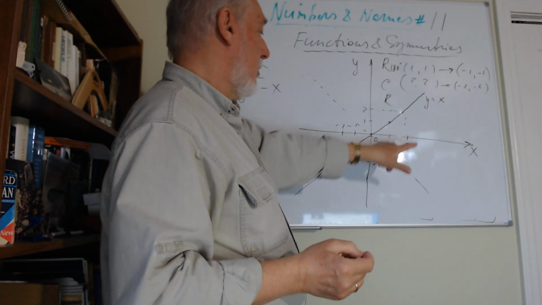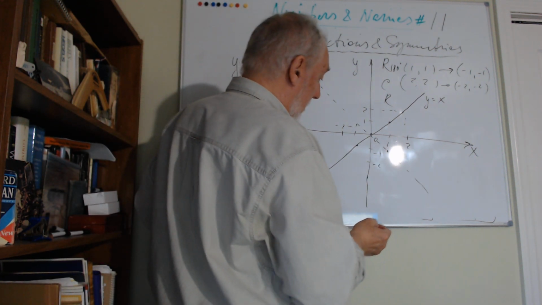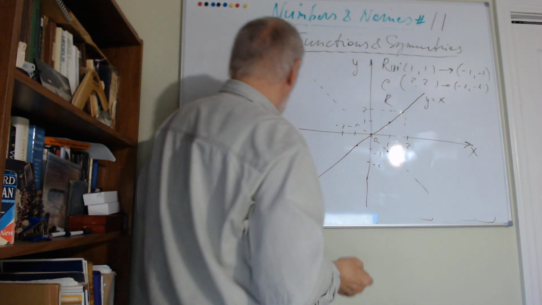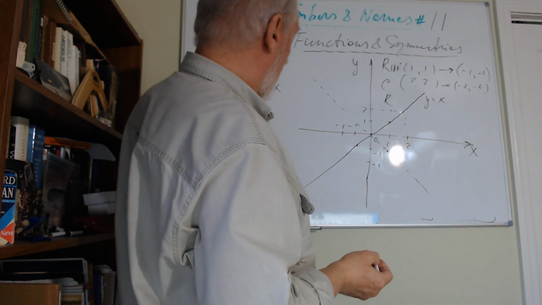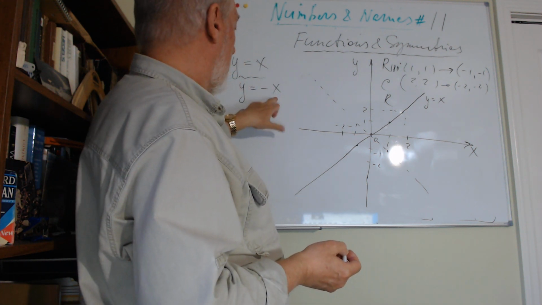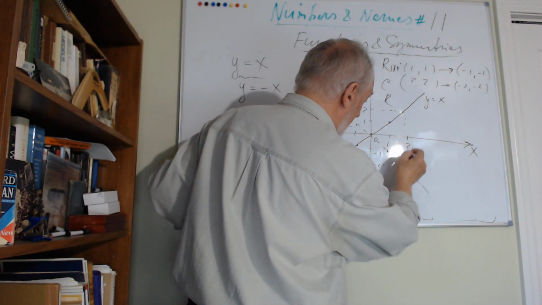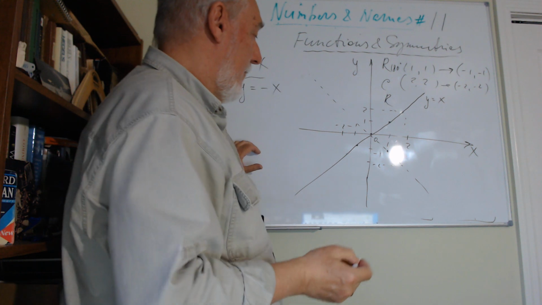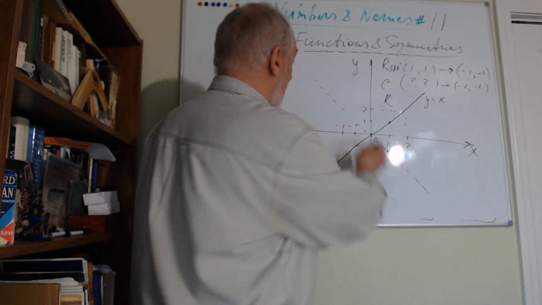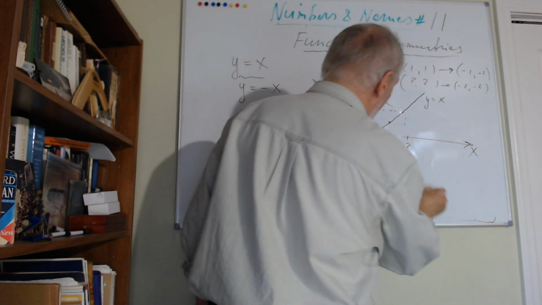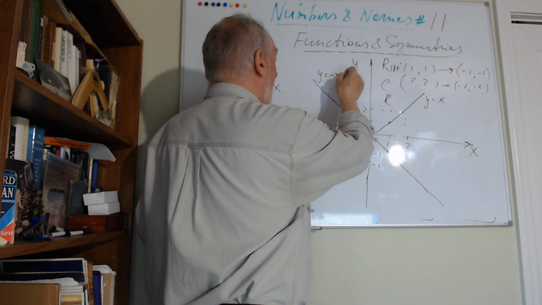Now, if x is 2, y is -2. So it's here. And you understand that this will be exactly this kind of thing. So this is y equals -x.